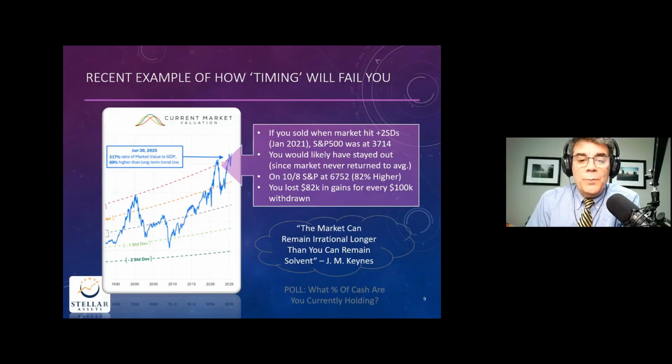One more poll. What % of cash are you currently holding? So I'll let you chew on that for a second. Doesn't have to be exact. Just think ballpark, 10%. What's the number?